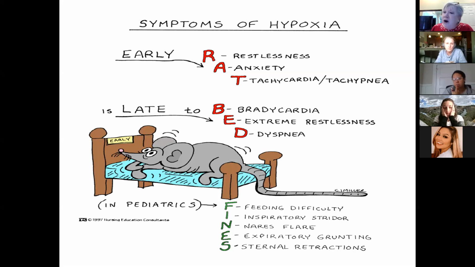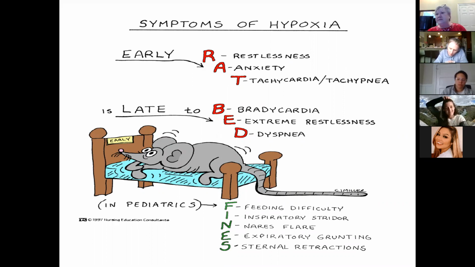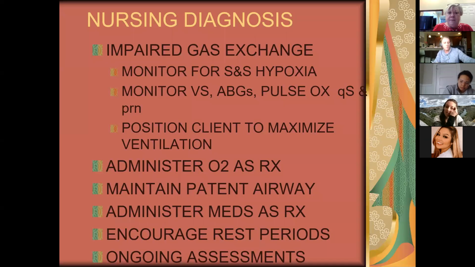Restlessness, anxiety, tachycardia, because they're trying to move more oxygen around. What did I tell you? The first dysrhythmia associated with hypoxia is sinus tachycardia. Tachypnea, they're trying to suck in more wind. They've got to get more oxygen in there. Okay? So, late signs, well, I hope you picked it up before it got late. We send them to bed. Bradycardia, extreme restlessness, and dyspnea, but those are late signs. I want it during restlessness, anxiety, tachycardia, and tachypnea.